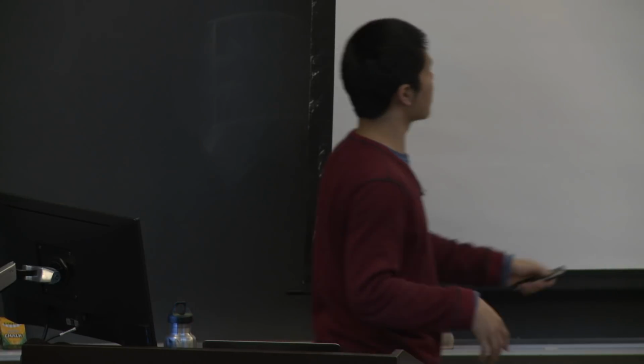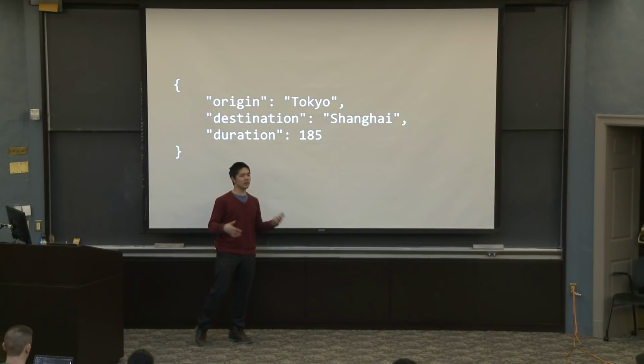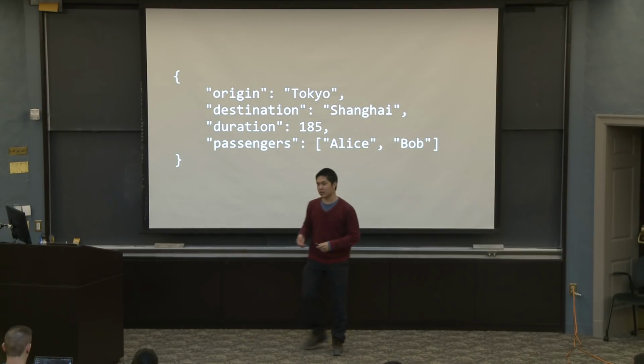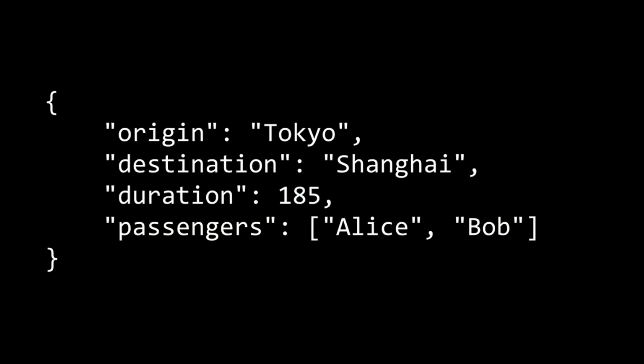JSON allows for more than just strings and integers to be keys and value pairs. It allows arrays as well. So if I wanted my API to return information about which passengers are on the flight, for example, I might extend the JSON object to look a little something like this, adding in a passengers key that is equal to an array of all the passengers that happen to be on that flight.